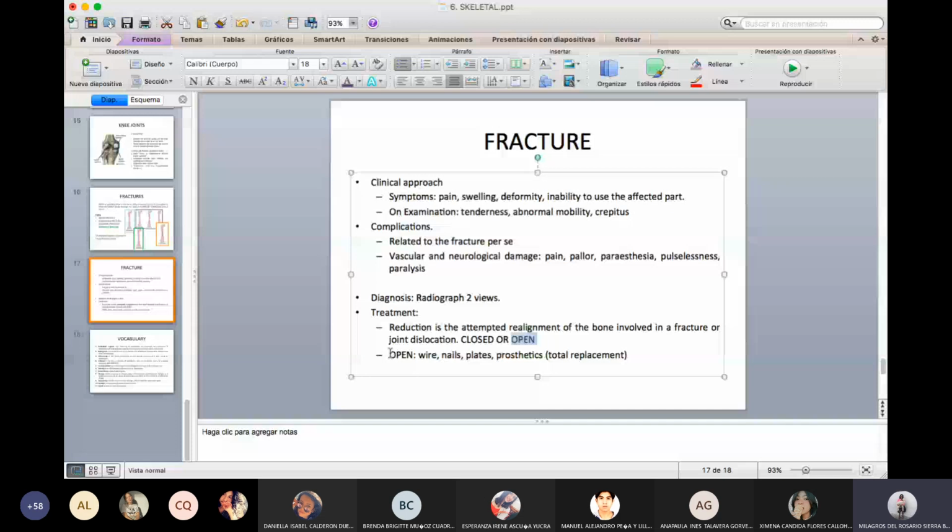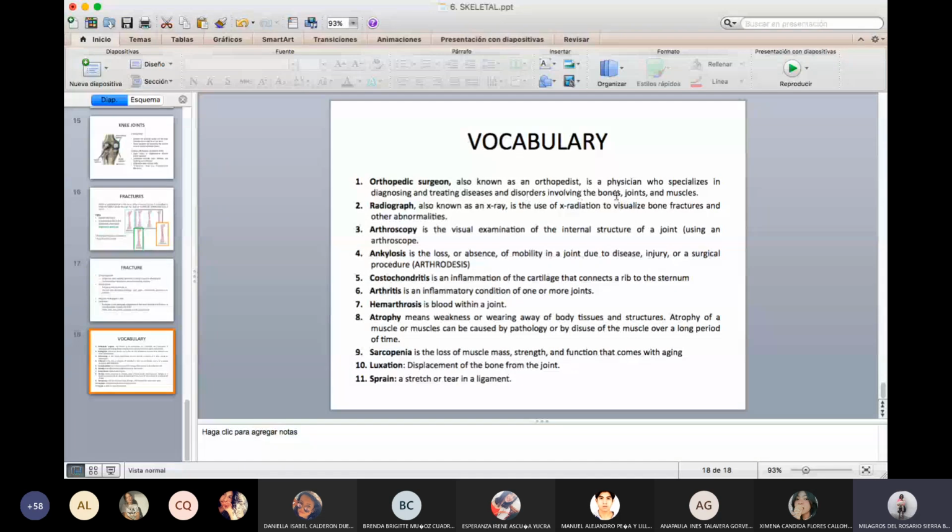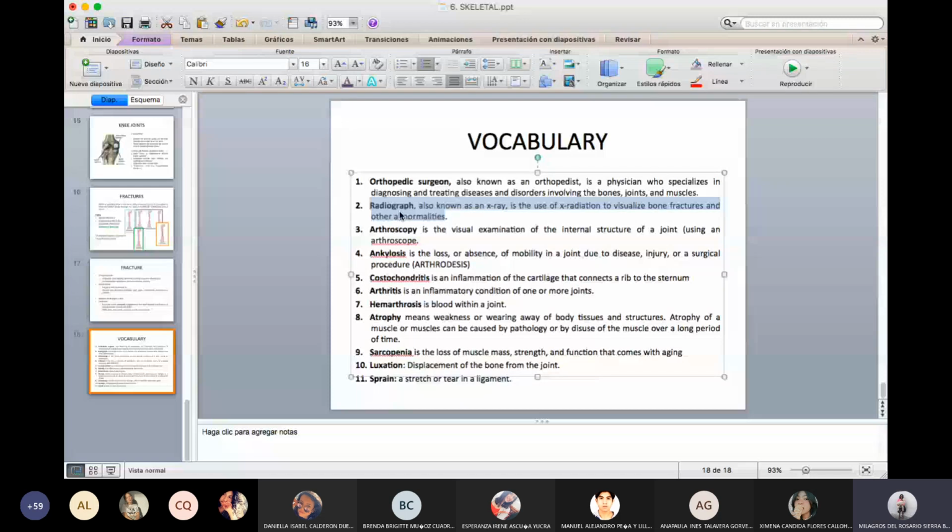And finally, we can talk about some vocabulary. So orthopedic surgeon, he's the physician who specializes in the diagnosis and treatment of disorders involving the bone, joints, and muscles. Then we have X-rays, radiographs that we talked about before. Then arthroscopy is a visual examination to see the internal structure of the joint, and you use an arthroscope. Then ankylosis is the loss of or absence of mobility of a joint. This can be a disease, an injury, or it can be done surgically. When it's done surgically, it's called arthrocentesis.